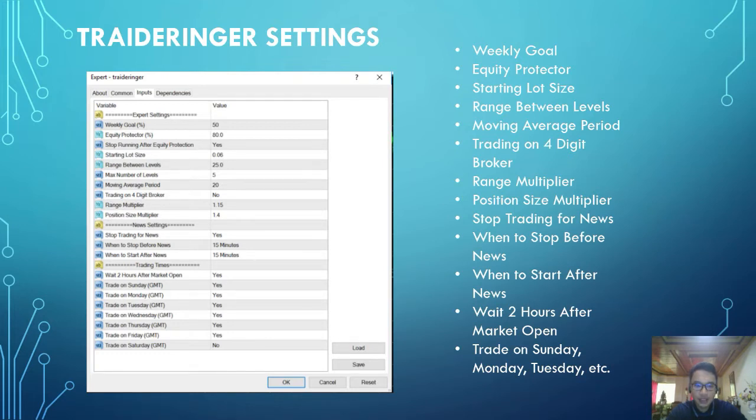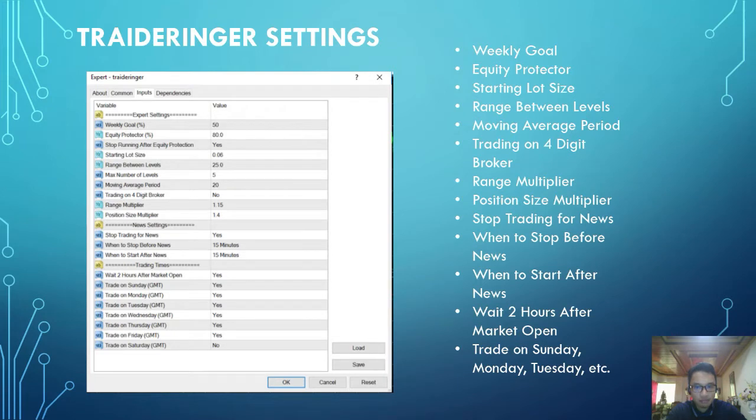Weekly goal is the target percentage that you want to profit in a week. Now, weekly goal does not affect how the robot trades. It only limits how much trading it does in a week. So if you set it lower, like 3% or 5%, when the robot reaches that profit, let's say you set it to 3%, when the robot reaches 3% profit in a week, it stops trading.